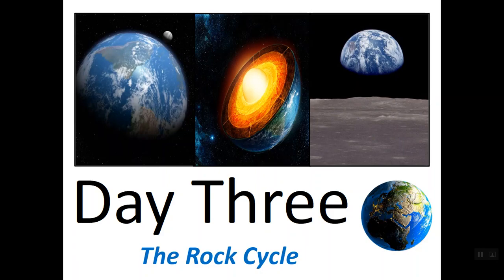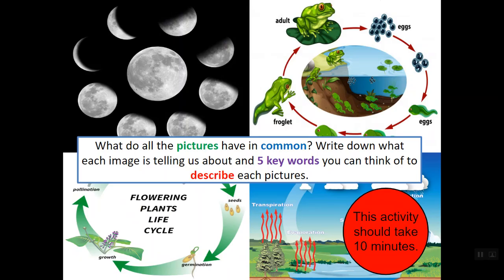Now, the first thing you're going to do is have a look at these 4 images. You're going to tell me what these 4 images have in common. So that's part 1. You're going to write down what each image is telling you. So you might want to describe it. And you're going to write down 5 keywords about each image.